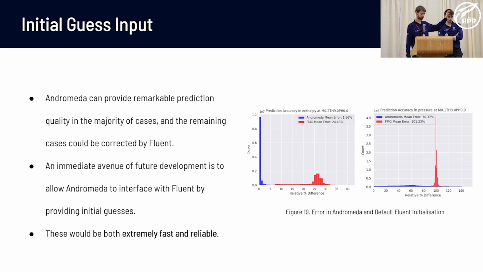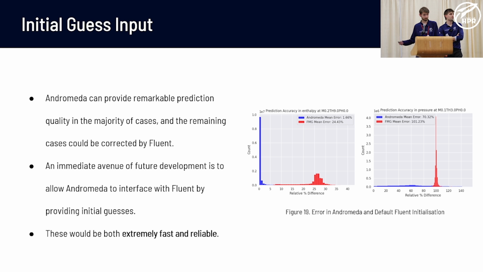So what you're looking at is on the x-axis, you have the percent difference between the prediction and the true value at a given cell. And on the y-axis, it's the amount of cells that have that error. So if you look at the histogram on the left, that's one of those 80% of cases. As you can see, Andromeda in blue far outperforms Fluent's default initialization method, which gives us confidence that indeed we could solve this very quickly and give us within 1% drag error, which is what ANSYS Fluent does.